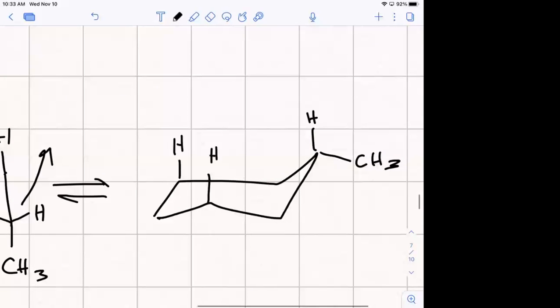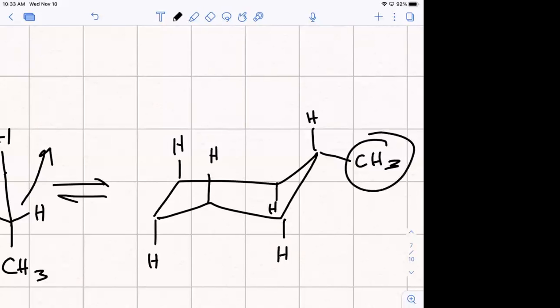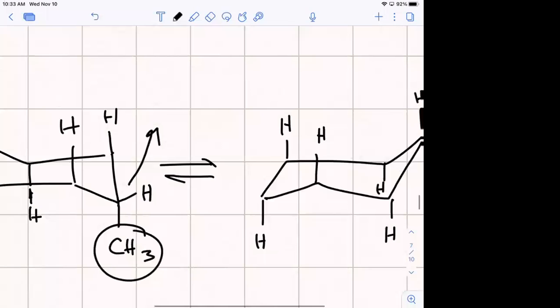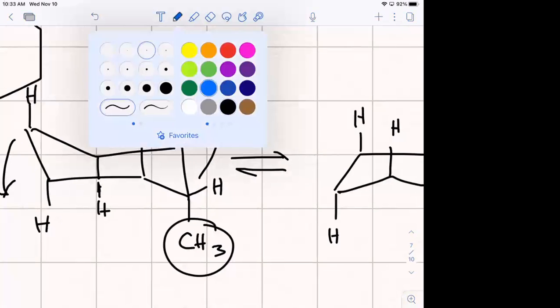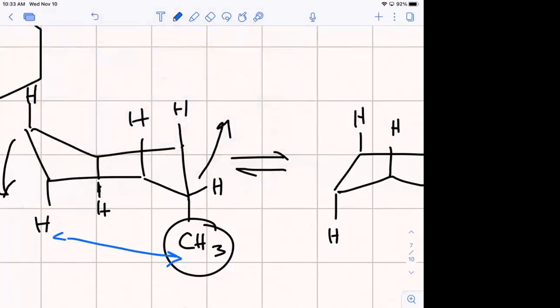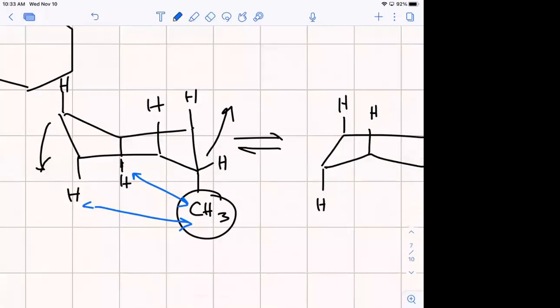When groups are axial, that's bad, right? Anything other than hydrogen being axial is bad. So this methyl group over here being axial is not good because that methyl group ends up having a steric interaction with the two other axial hydrogens on that bottom face, right? So let's think about that. Can somebody tell me, if you watched the video, how much it costs for the methyl group to be axial?